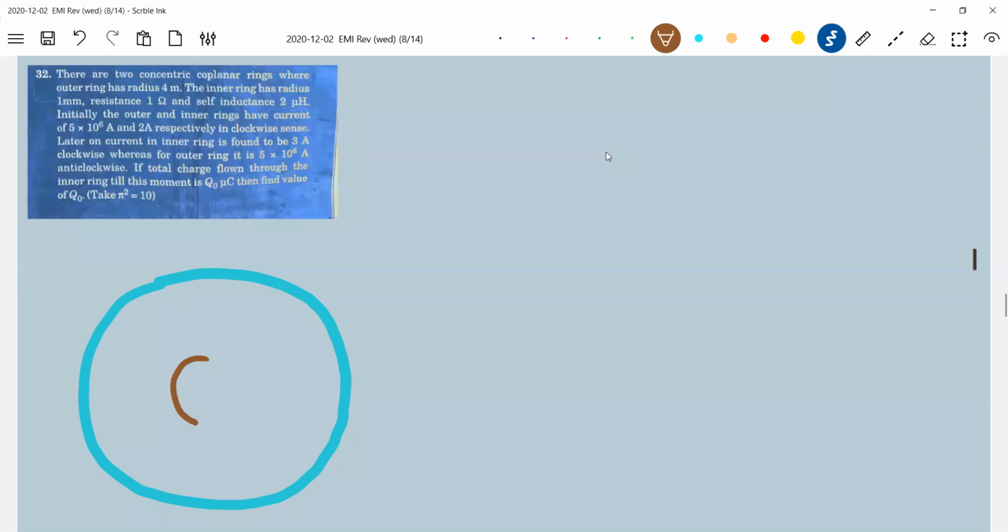In fact, very small. For our convenient purpose, I'm showing it a little bit bigger. There's a radius. The inner ring has radius 1 millimeter, resistance 1 ohm. Okay, we'll just indicate here so that it'll be easy for us. R1 I'll call it, and it will also have an inductor.